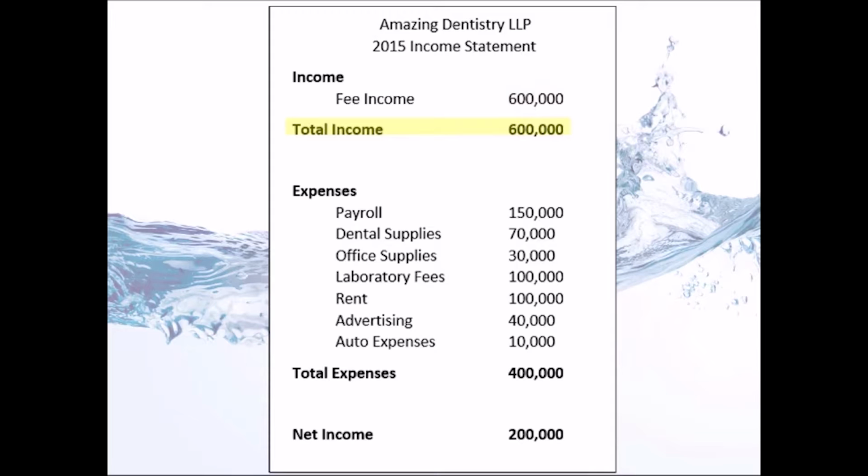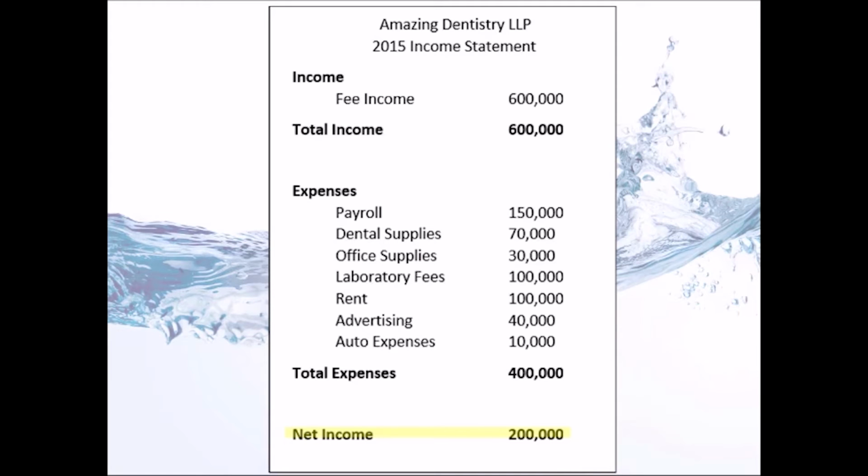Okay, great. Now let's get into what it cost to run that business that generated $600,000. We see a list of expenses. Payroll would be for all our staff. Here we see highlighted dental supplies and the amount of cost that occurred. Little by little, we're chipping away at that $600,000. Our total expenses in this example is $400,000. That leaves our net income, a simple calculation: $600,000 minus $400,000, a net income of $200,000 for this practice.